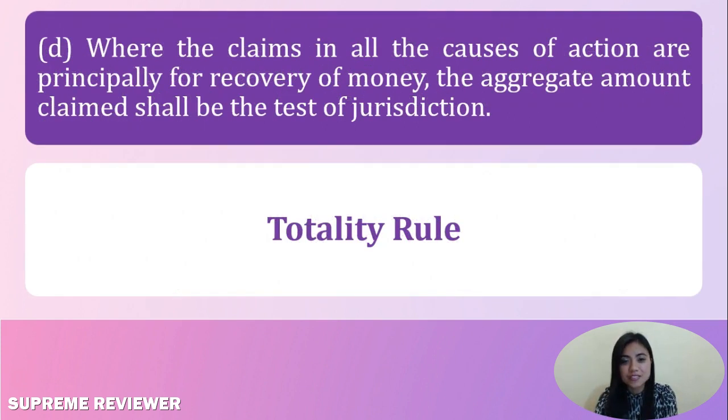The last condition for a valid joinder of causes of action is that where the claims in all the causes of action are principally for recovery of money, the aggregate amount claimed shall be the test of jurisdiction. This provision presupposes that the different causes of action which are joined accrue in favor of the same plaintiff or plaintiffs and against the same defendant or defendants, and that no misjoinder of parties is involved. The issue of whether respondents' claims shall be lumped together is determined by this paragraph, paragraph (d). This embodies the totality rule as exemplified by Section 33, paragraph 1 of BP 129, which states, among others, that where there are several claims or causes of action between the same or different parties embodied in the same complaint, the amount of the demand shall be the totality of the claims in all the causes of action, irrespective of whether the causes of action arose out of the same or different transactions.